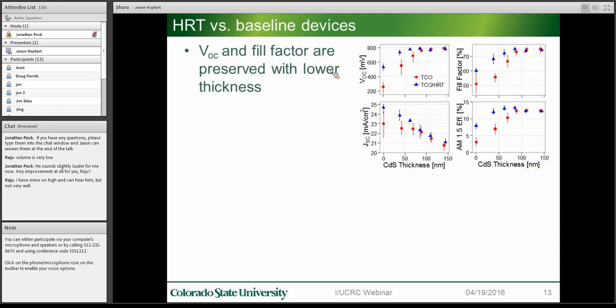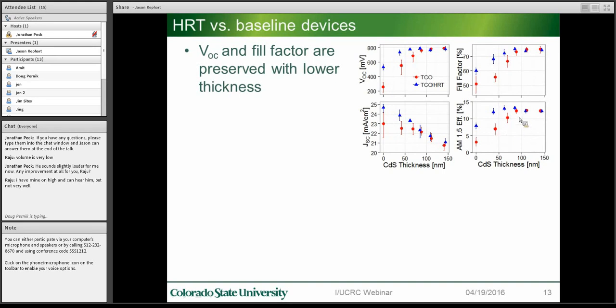Compared to the baseline devices, the VOC and fill factor are preserved with lower cadmium sulfide thickness when an HRT is present. This can be seen here as the cadmium sulfide thickness is reduced. The HRT-containing devices maintain VOC to a lower thickness. There's also an effect with the fill factor. The reason we would want to do this is the steady increase of current with thinner cadmium sulfide.